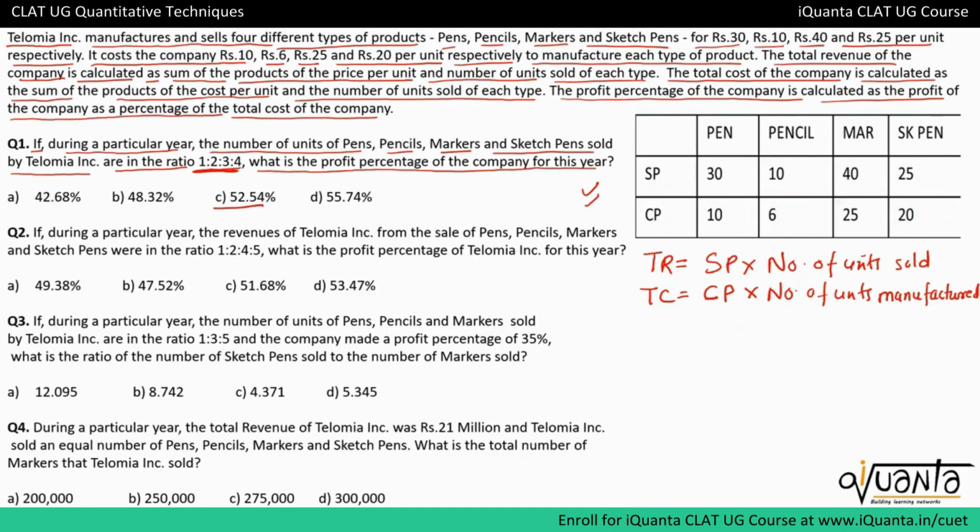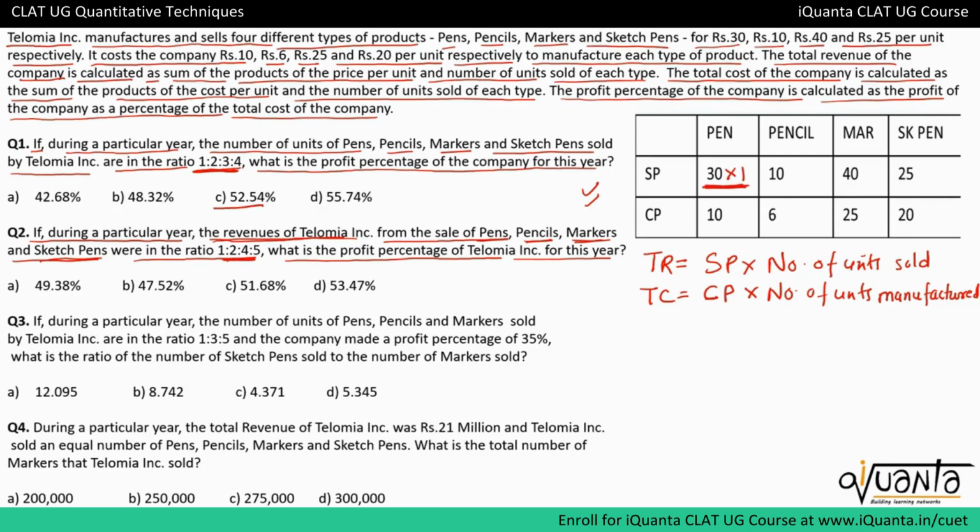So the second question is, if during a particular year the revenue of Telomia Incorporation from the sales of pens, pencils, markers and sketch pens were in the ratio 1 to 4, 5, what is the profit percentage of Telomia Incorporations for this year? So we have to bring the revenues of pens, pencils, markers and sketch pens in the ratio 1 to 4, 5. So let us assume that if 1 pen was sold, then the revenue from 1 pen would be 30.